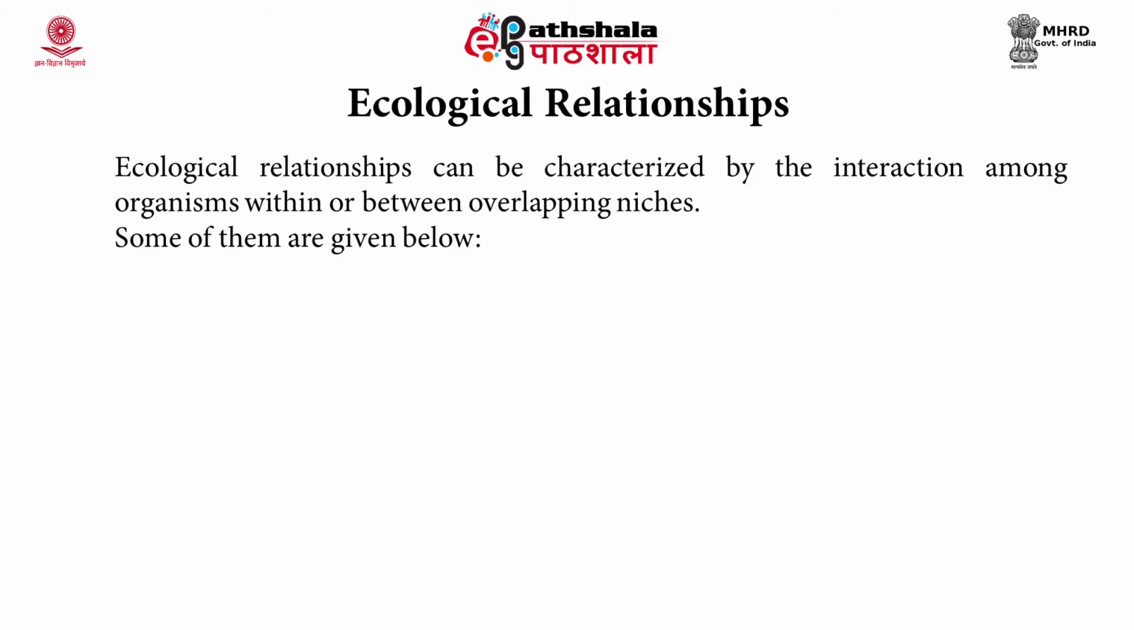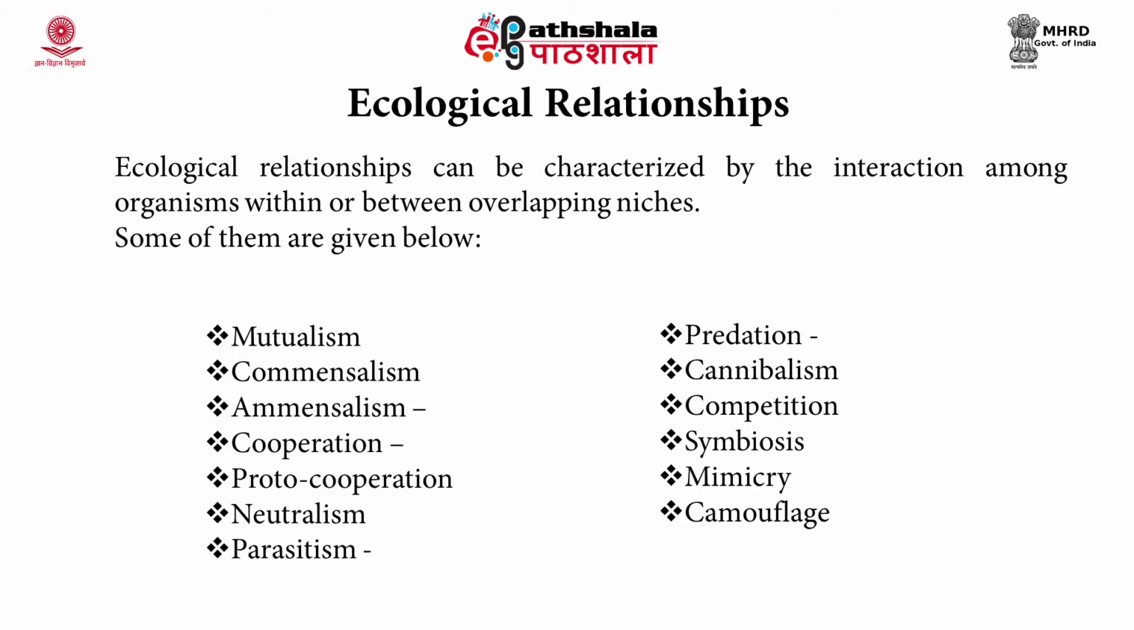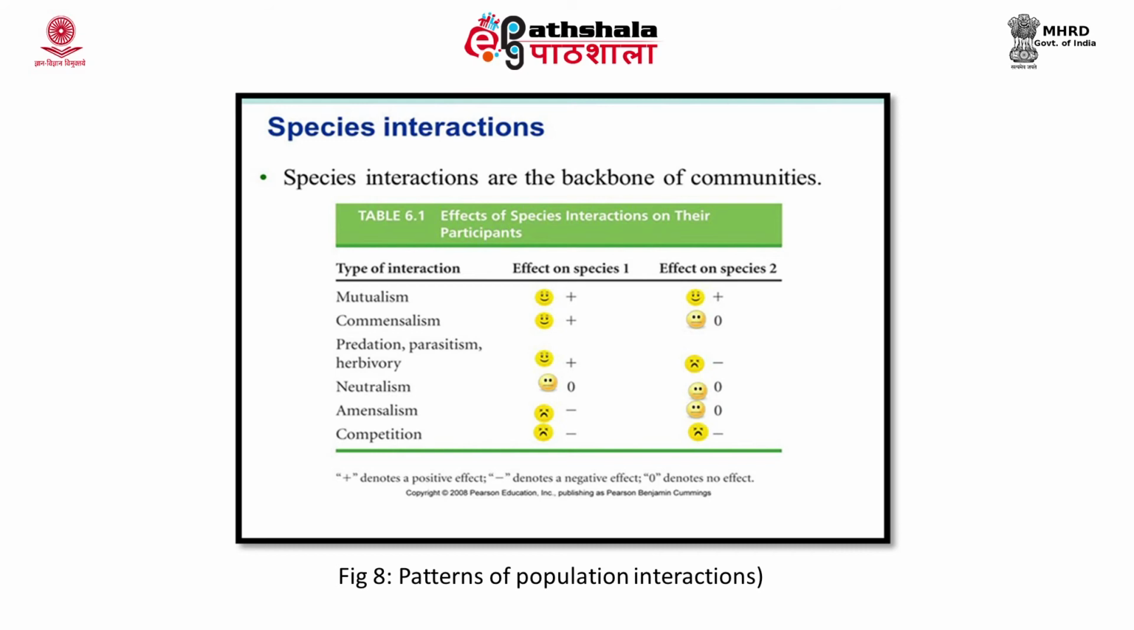Ecological relationship. Ecological relationships can be characterized by the interaction among organisms within or between overlapping niches. Some of them are given below: mutualism, commensalism, amensalism, cooperation, proto-cooperation, neutralism, parasitism, predation, cannibalism, competition, symbiosis, mimicry and camouflage. Figure 8 shows the patterns of population interaction.